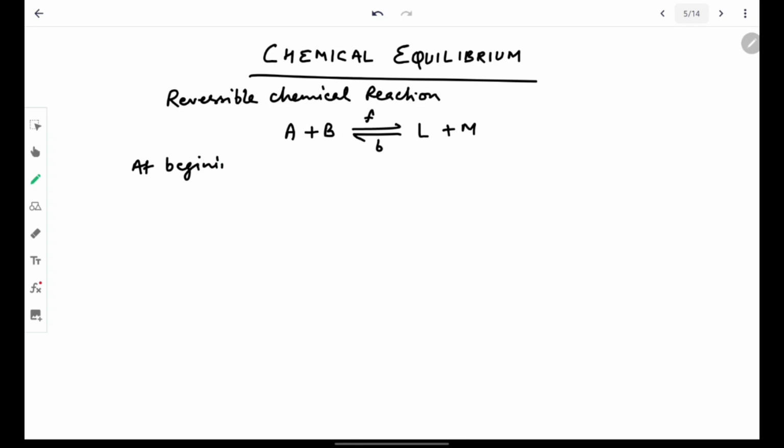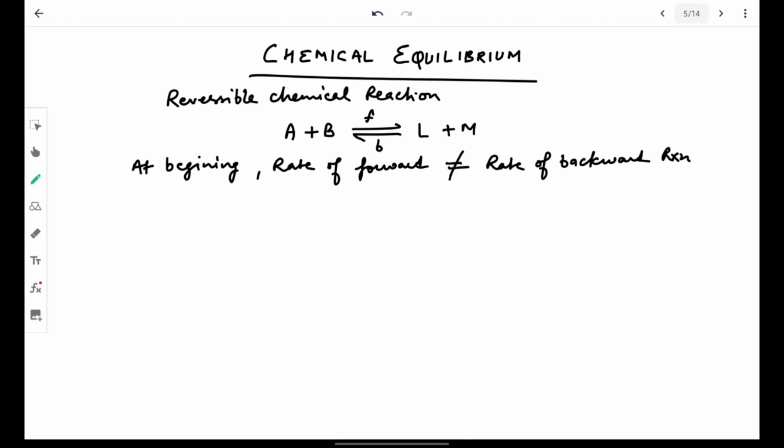The rates of the forward reaction and backward reaction are not equal. But as time goes on and the reaction goes on, the concentration of reactants starts to decrease. We can show it like this with the help of a graph. The concentration of reactants is falling.